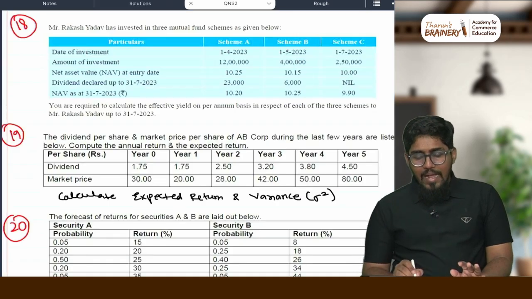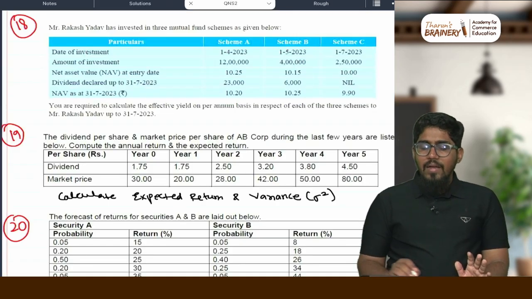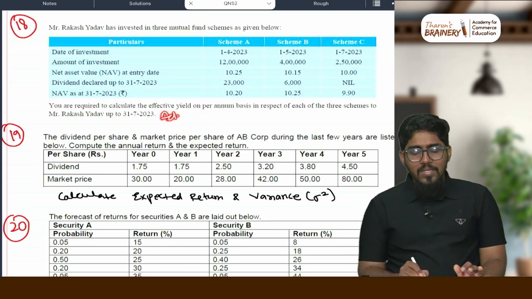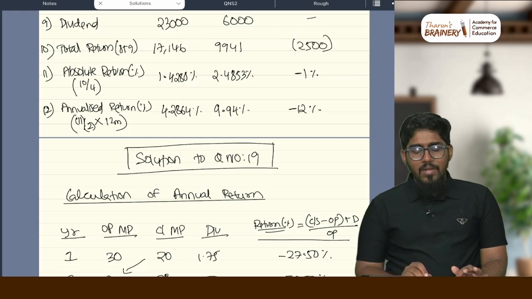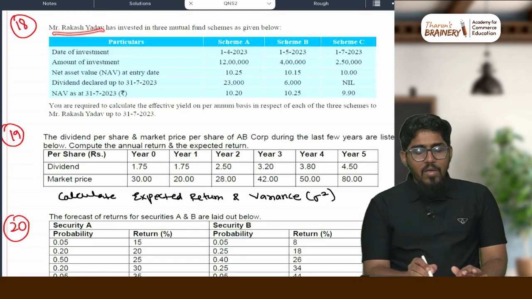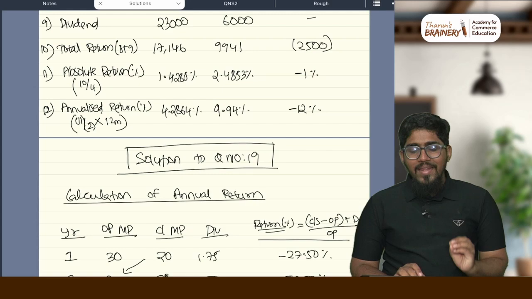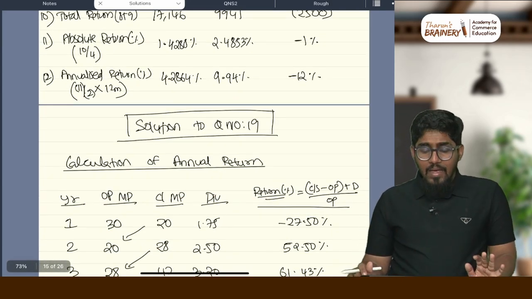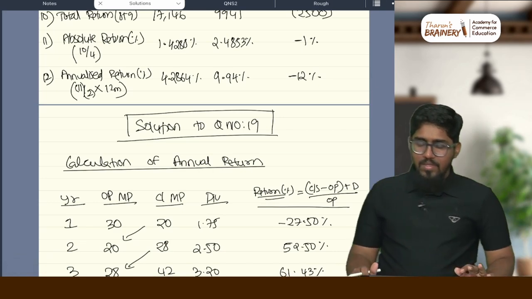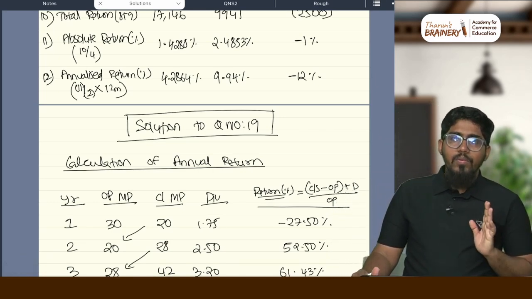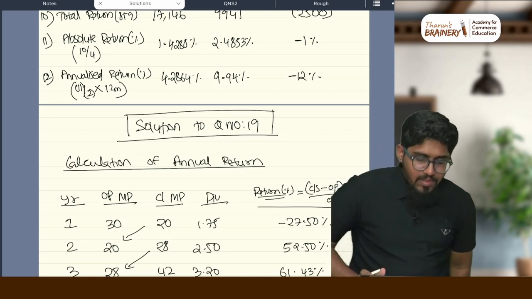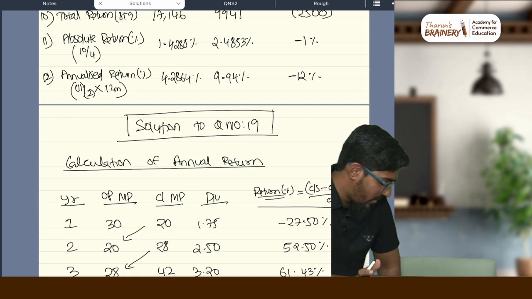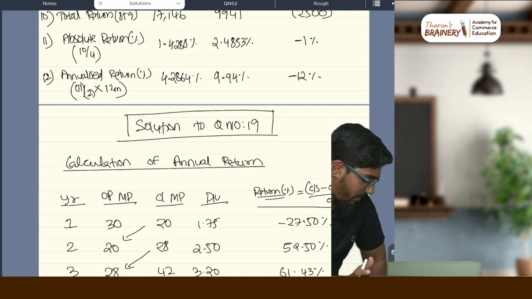They only ask you to calculate the effective yield. Had they also asked for advice, 2 marks would go if you don't write it. Then you have to write: it is advisable for Mr. Rakesh Yadav to invest in mutual fund B as it has the highest annualized return. Are you all with me? Do you have this much clarity? Currently we are fully into mutual fund.